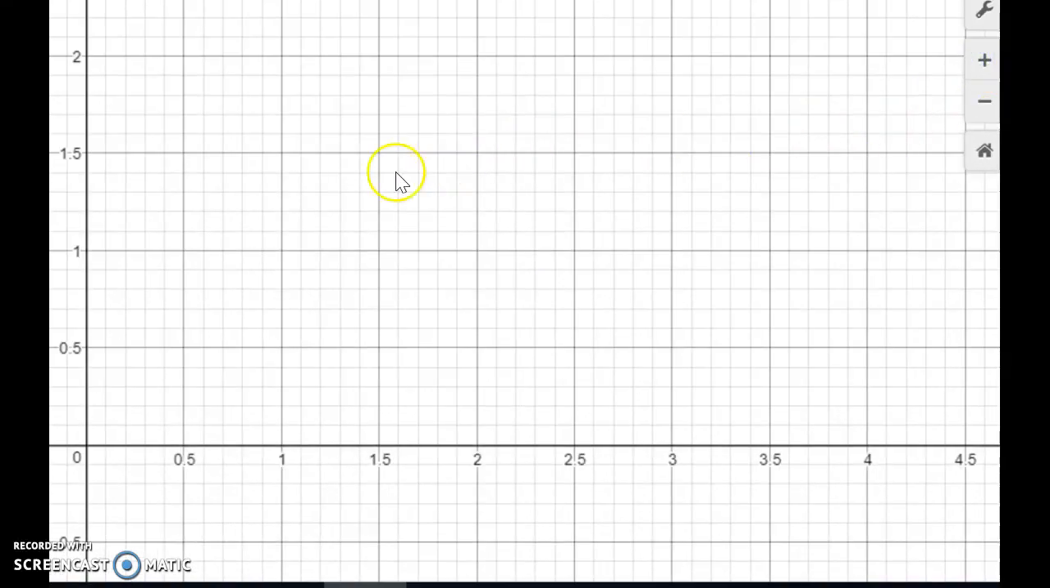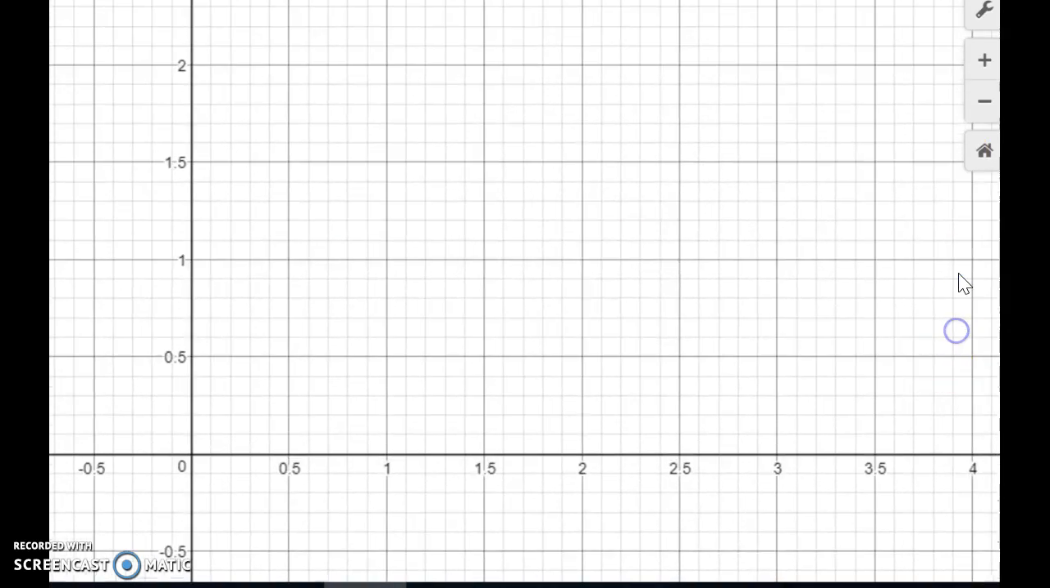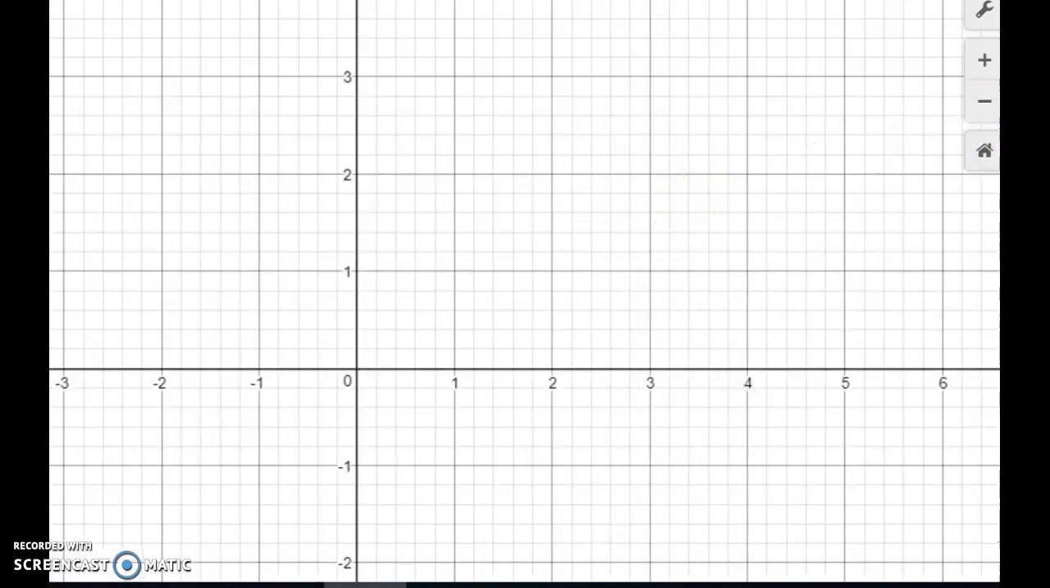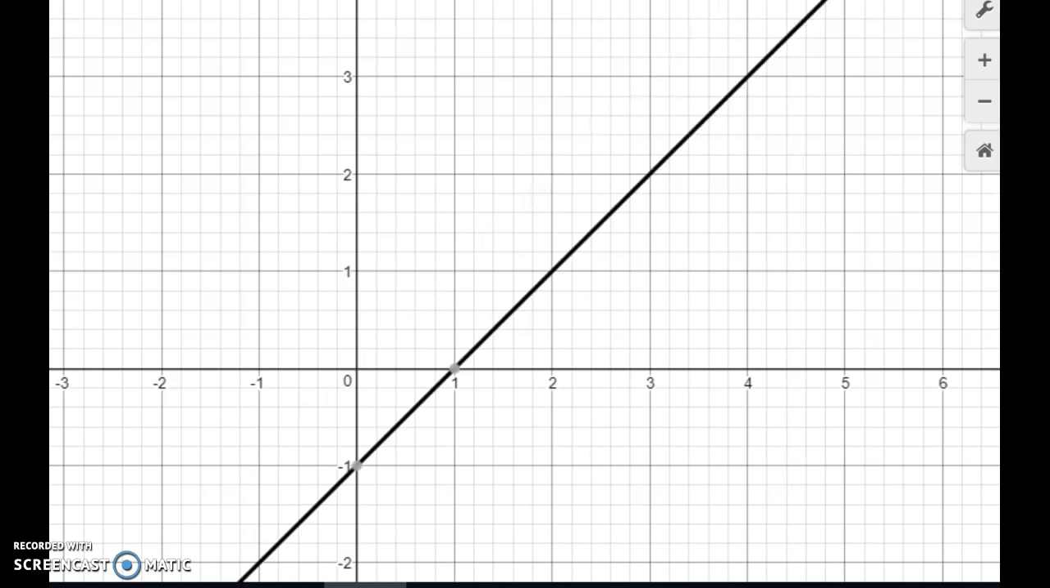Okay, the first thing we're going to do is graph our two equations. So I just adjusted my coordinate plane here. You guys can use a piece of graph paper, or you can draw a coordinate plane on a piece of paper. So I'm going to graph my equation here. There I have my y equals x minus 1.